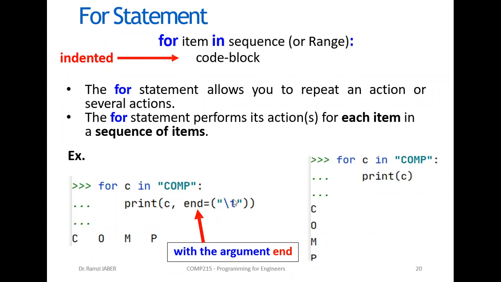You can put a number or character also. For example 5, without quotation marks, and it will give you C5, O5, M5, P5. So you can put whatever you want here. So it's argument end. We can write it in one line, no enter. So this is the for loop.